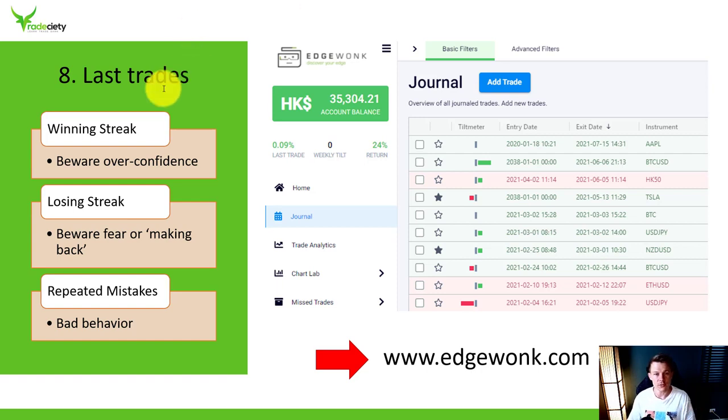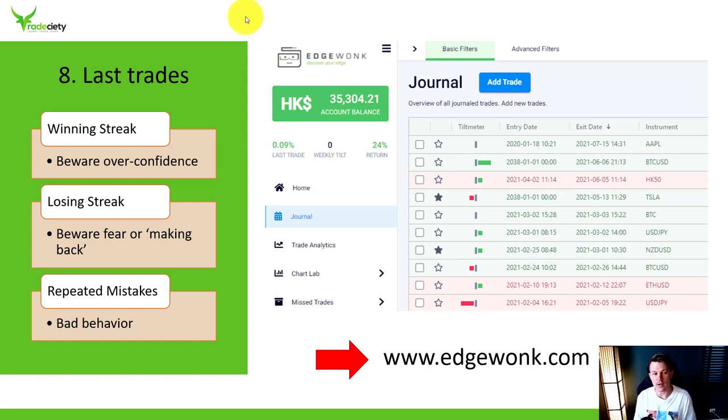Are you in a winning streak? Are you in a losing streak? And this is a very important finding actually because traders who are in a winning streak, they may be overconfident and they may be more likely to actually break their rules or take too much risk because they think they are invincible. And very often this happens actually unconsciously.